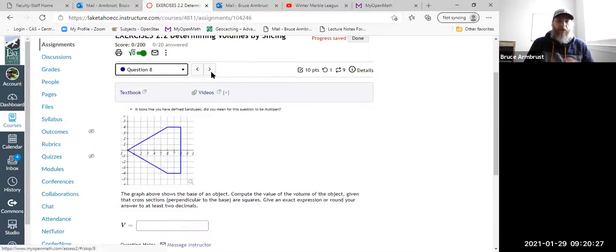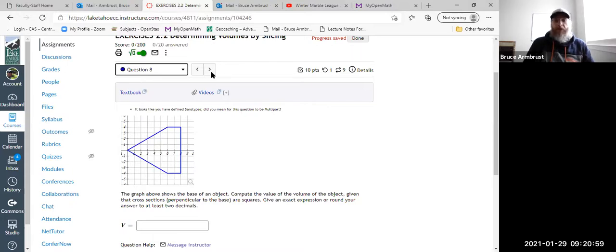So then let's go take a look at number 8. All right, so the graph above shows the base of an object. Compute the value of the volume of the object, given that cross sections are squares. Okay, well, I haven't shown you one that's not circular, right? And this one's not going to have circle cross sections, but this one, it says, has square cross sections.